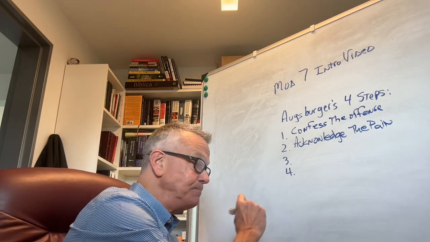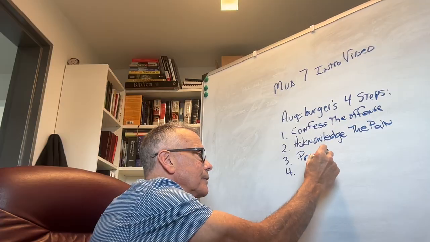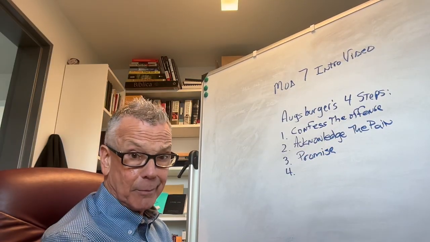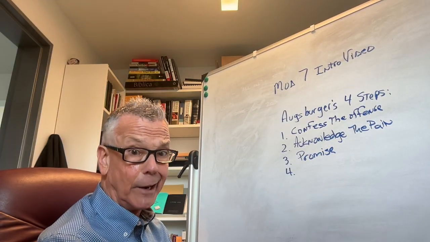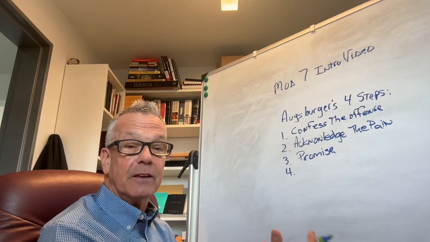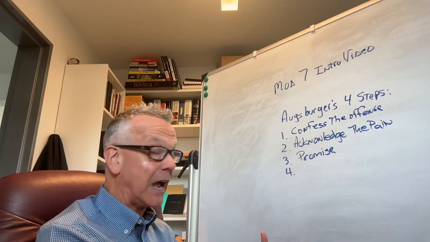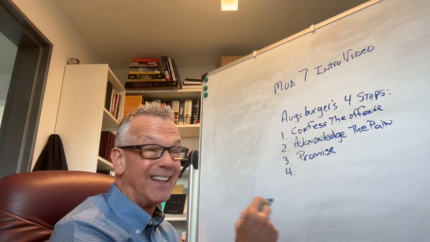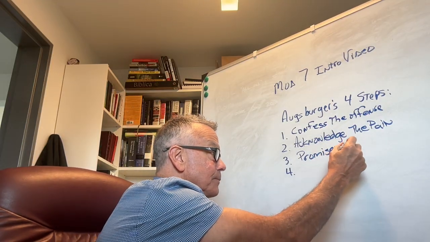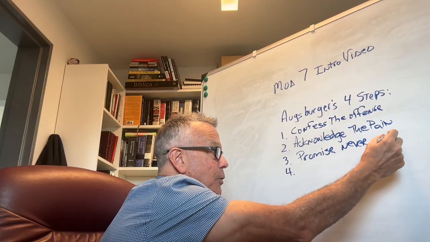Here's the third one, is to promise. Now, what are you going to promise them? Huh? What are you going to promise? In my in-person classes, I always ask, and at least one or two people in the class will always say, will know exactly what you're going to promise. You're going to promise not to ever do it again. You'll never do this thing to that person again.